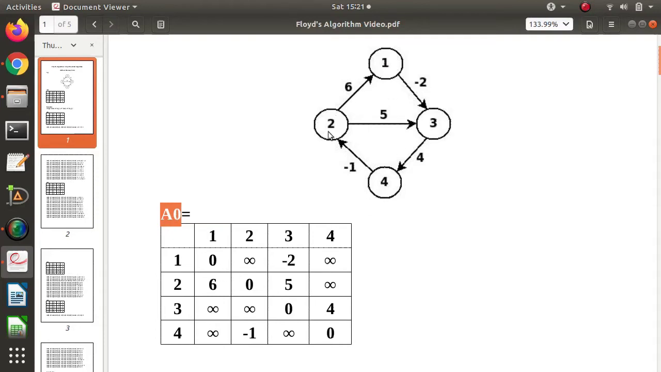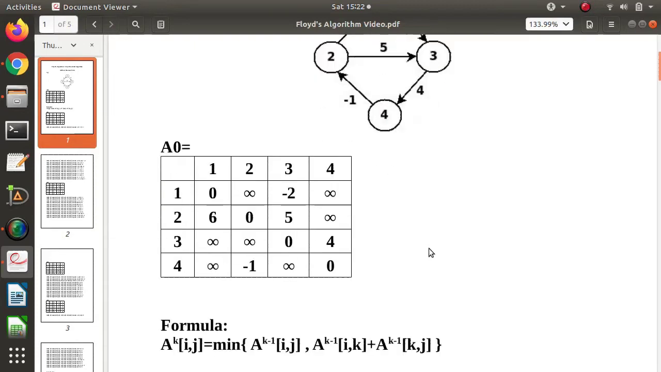Then from 1 to 2 there is no direct edge, so that's why it is infinity. There is no direct edge between 1 and 2, that's why it is written infinity. 1 to 3 is minus 2, and for 1 to 4 there is no direct edge between 1 and 4, that's why it is infinity. In the same way other values are written. For example, 3 to 4, there is one edge with the weight 4, while 3 to 1 there is no direct edge, that's why it is infinity. So in the same way all these values are calculated.